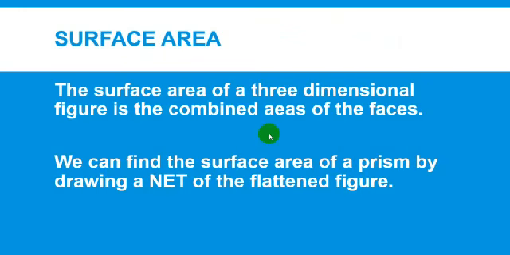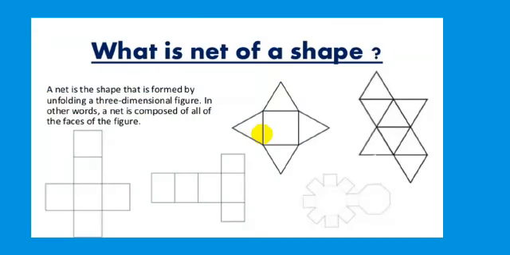The surface area of a three-dimensional figure is the combined areas of the faces. We can find the surface area of a prism by drawing a net of the flattened figure. What is a net? A net is the shape that is formed by unfolding a three-dimensional figure, as we saw in the class when we open a three-dimensional figure. In other words, a net is composed of all of the faces of the figure.